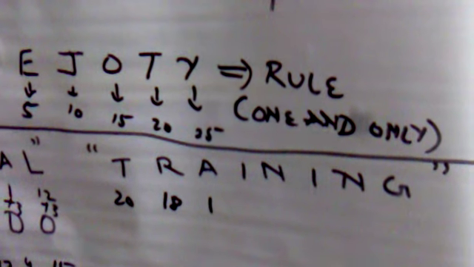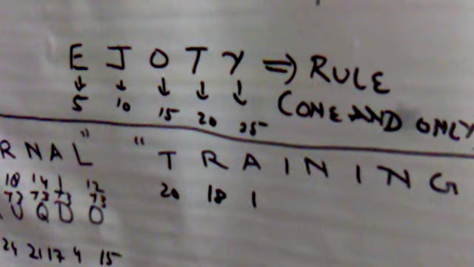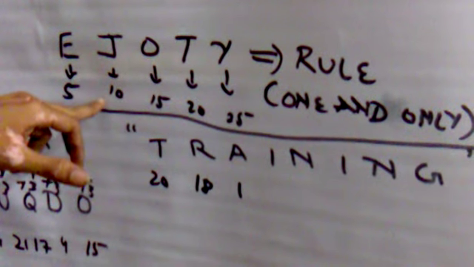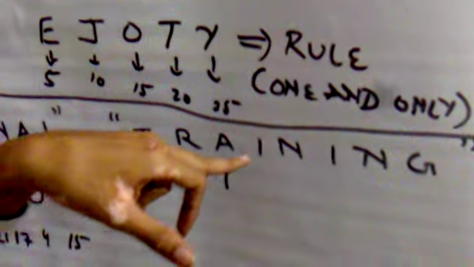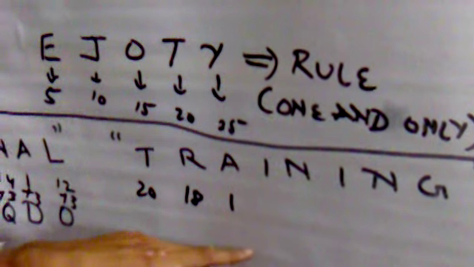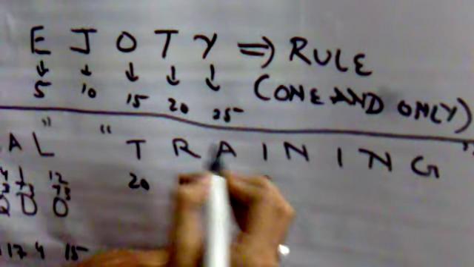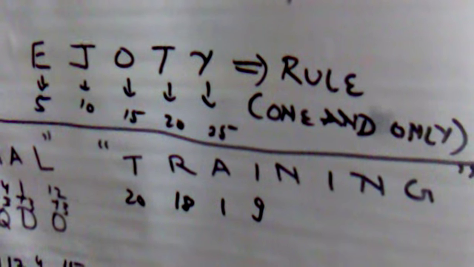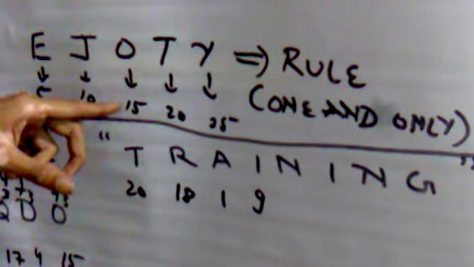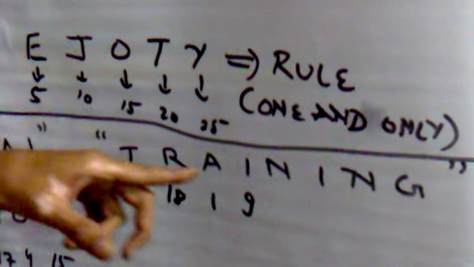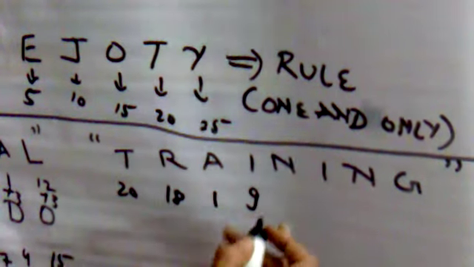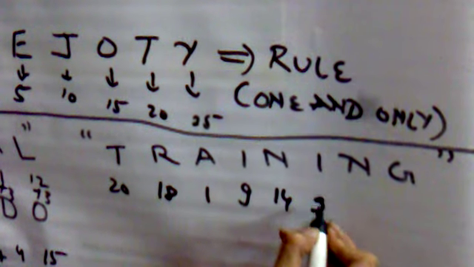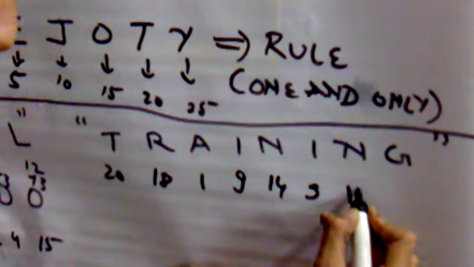What is the value of I? I features just before J, IJ. The value of J is 10 from the EJOTI rule, so it features just before J, so the value of I would be 9. What is the value of N? N features just before O, M, N, O. So the value of O by the EJOTI rule is 15. So what is the value of N? The value of N would go on to be 14. Then again the value of I is 9. Again the value of N is 14.